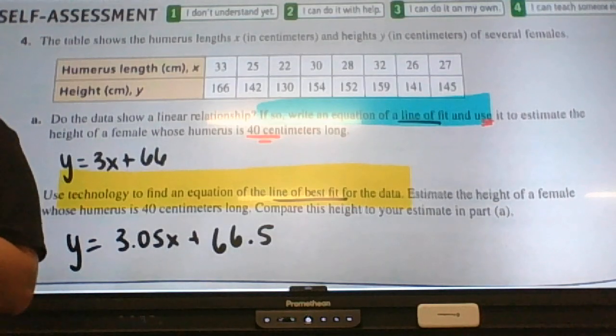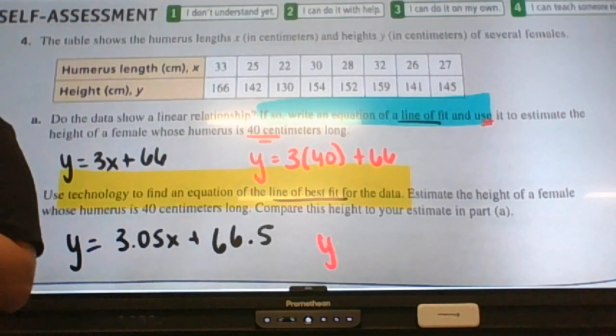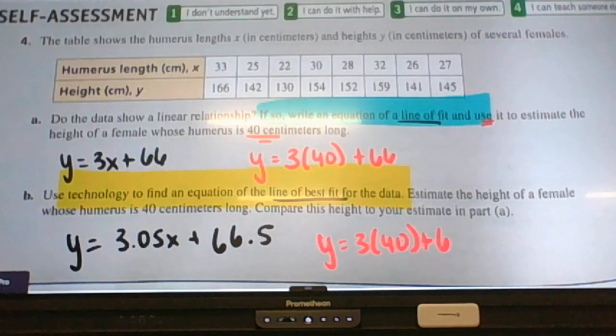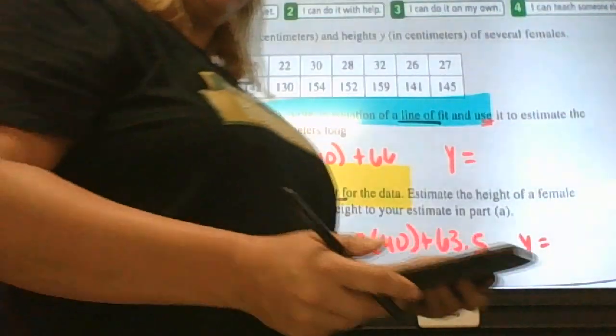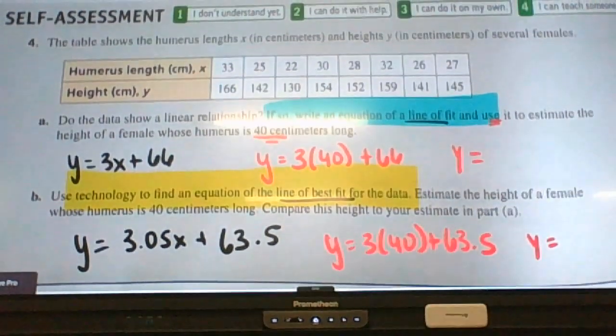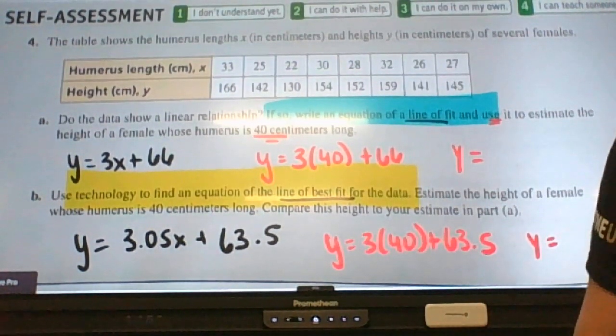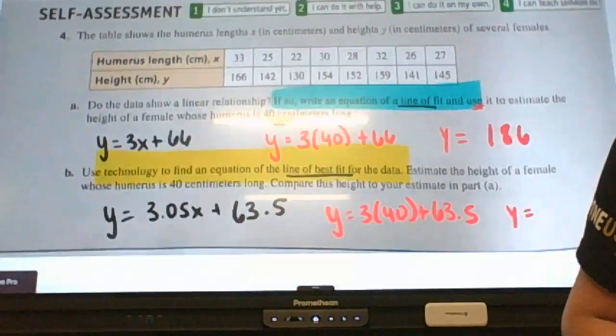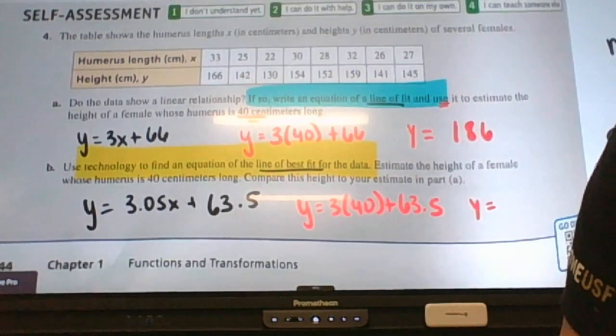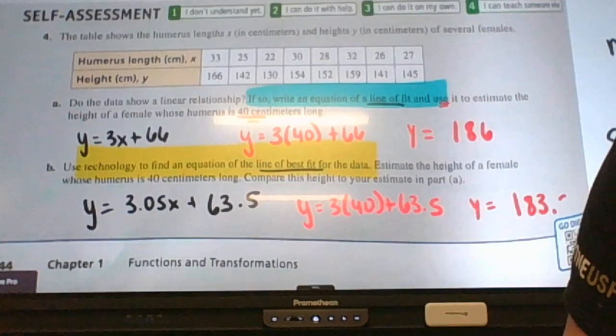So I'm going to plug in 40 to both of them. 3 times 40 plus 66. Using my calculator, this would be 120 plus 66, which is 186. And this one, with 63.5, would be 183.5.